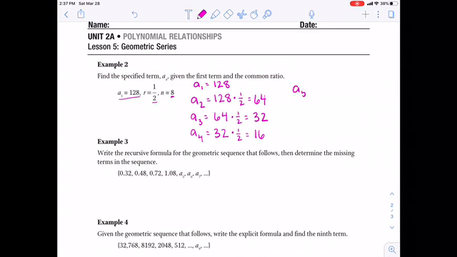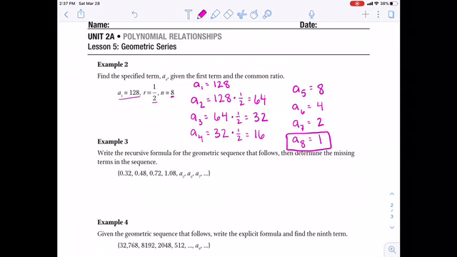And we can just continue this until we get to a sub 8. So for a sub 5, if I have 16, I get 8. A sub 6, half of 8 is 4. A sub 7, half of 4 is 2. And a sub 8, the one we're looking for, half of 2 is 1. And so that is the term that they asked about.